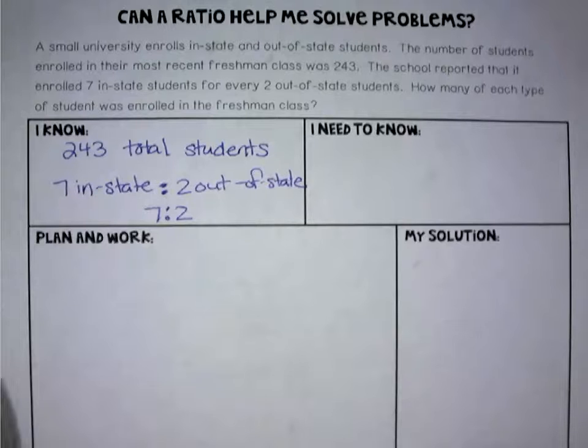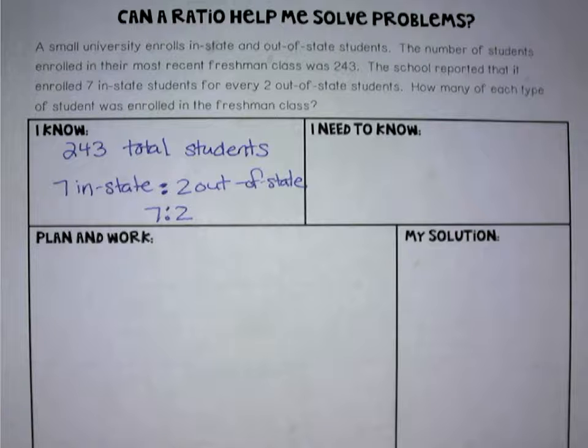And if you're confused on what in-state and out-of-state mean, when you go to college, say you live in North Carolina and you go to a school in North Carolina, you are considered an in-state student. So if somebody from Florida or Tennessee came to a school in North Carolina, they are considered out of state. So for every 7 in-state students, there are 2 out-of-state students.